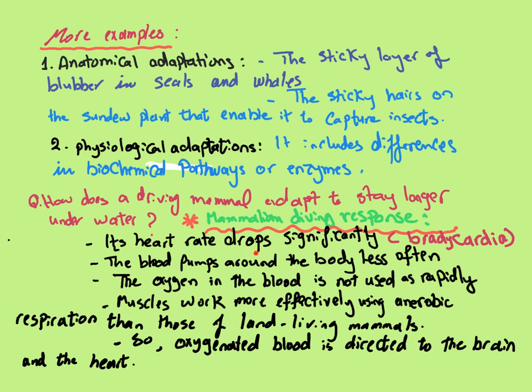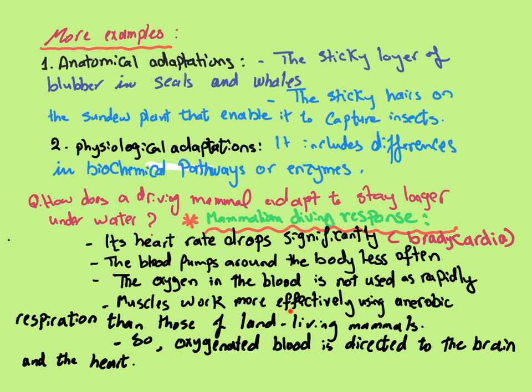One, its heart rate drops significantly. We call this process bradycardia, when the heart rate becomes very low. Two, it pumps blood around the body less often, meaning the circulation becomes slow. Three, the oxygen in the blood is not used as rapidly, meaning the rate of respiration and the rate of consumption of oxygen will be reduced significantly.